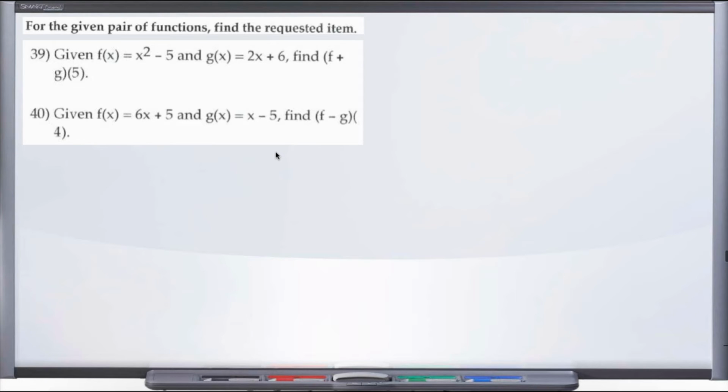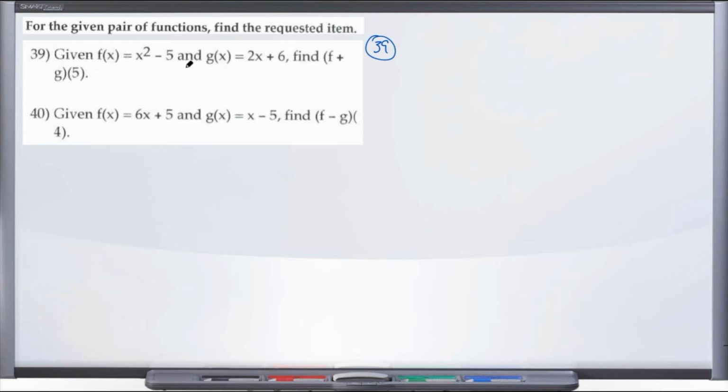And these say, again, for the given pair of functions, find the requested item. So again, we're given two functions, f and g, only this time they want us to find f plus g of 5. And so what does that mean? Well, what we're going to do is add functions g and f together, and whatever the result of that addition is, we're then going to plug in 5. We're going to evaluate that function at the x value 5.